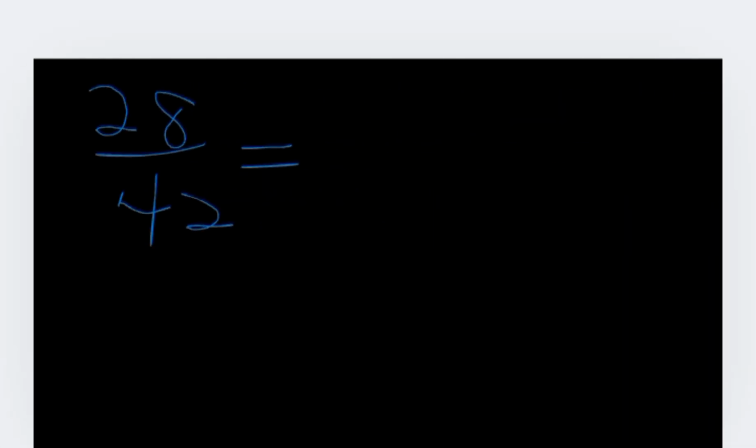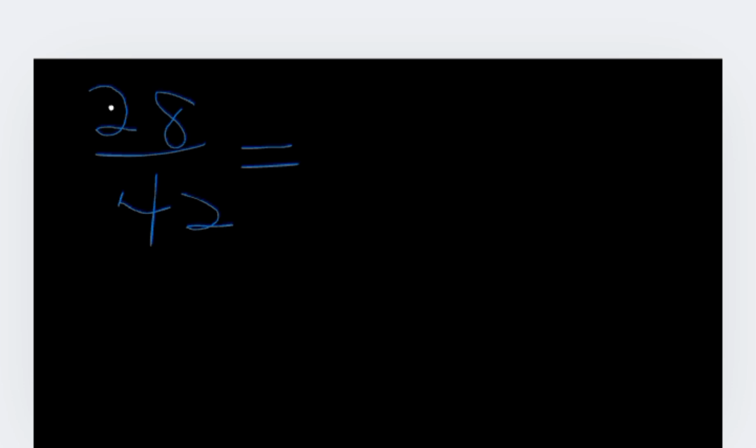So here we have 28 over 42. What is the least number that can divide 28 as well as 42? Now, there are cases when some persons would want to use some numbers that are quite bigger than the smallest number, depending on how well you are used to your division. But for the purpose of this lesson, we're going to look at the least number first.